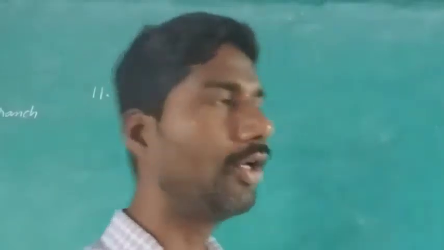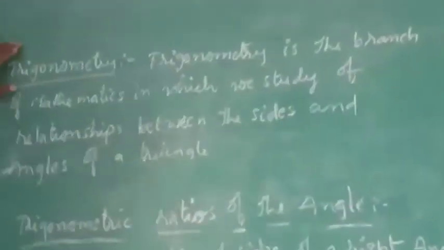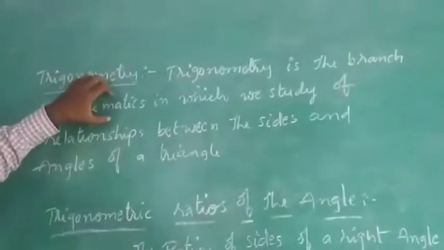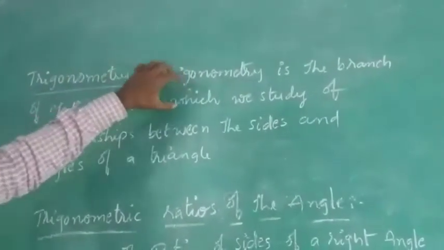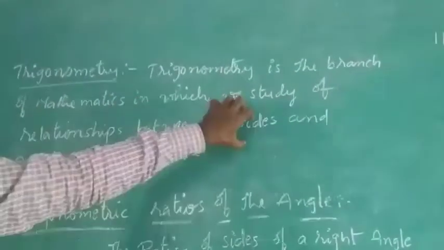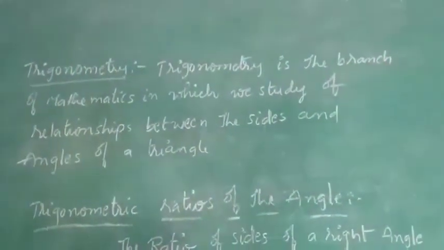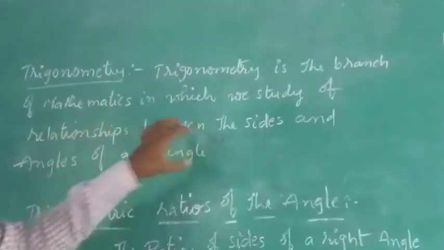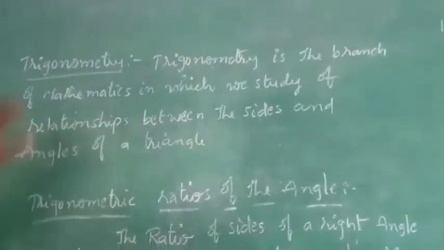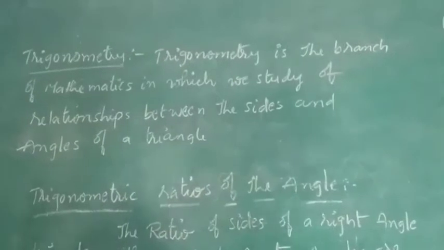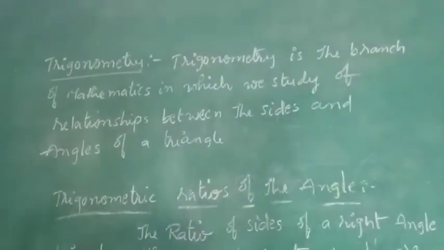What is trigonometry? See, I have written one thing here, observe it. Trigonometry is a branch of mathematics in which we study the relationship between the sides and angles of a triangle. That is called trigonometry. Especially, we will discuss the right angle triangle in trigonometry.